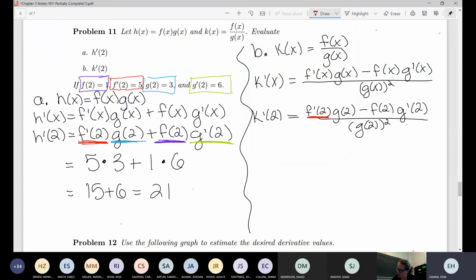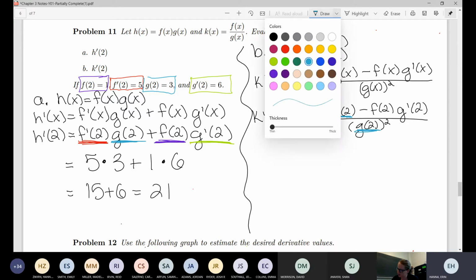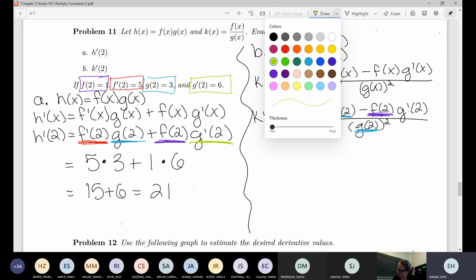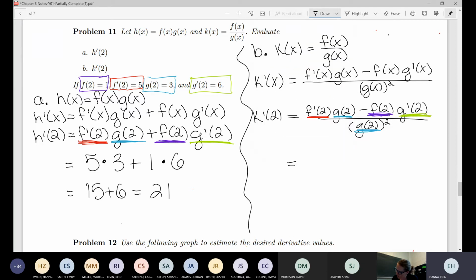We have f prime of 2, g of 2, and we also have g of 2 in the denominator. F of 2, and one more, g prime of 2. Lots of colors. So we've got 5 times 3 minus 1 times 6 all over 3 squared. So 15 minus 6 is 9 over 3 squared, which is 9. So this reduces to just 1.